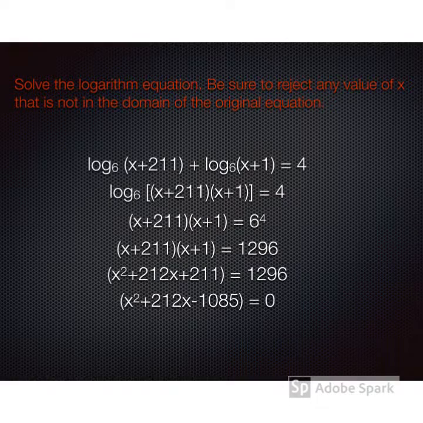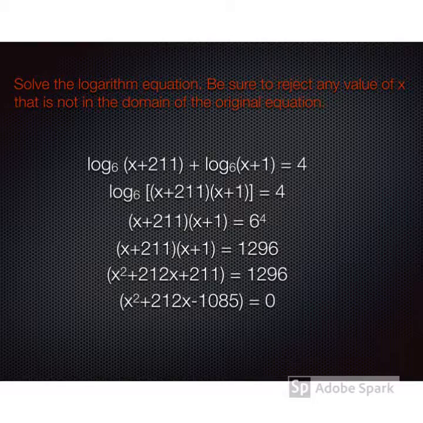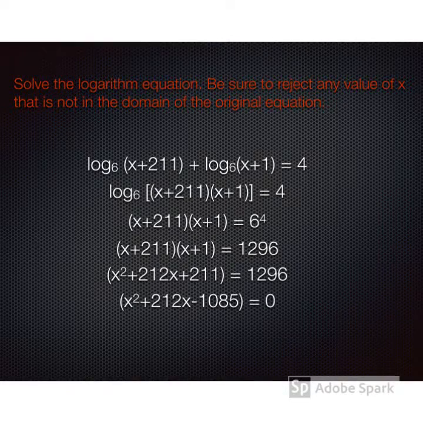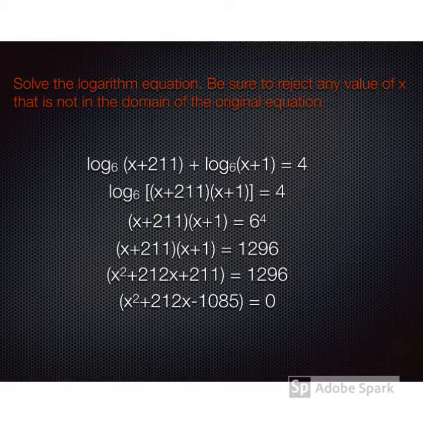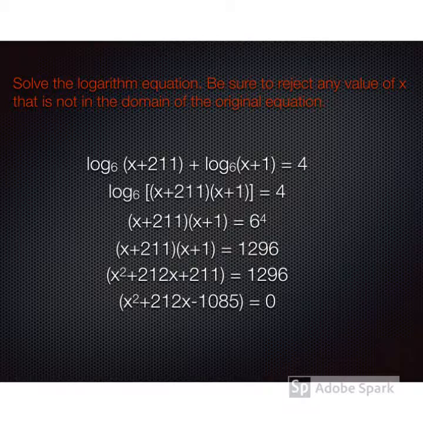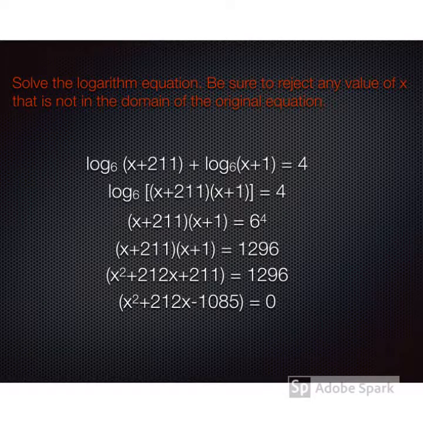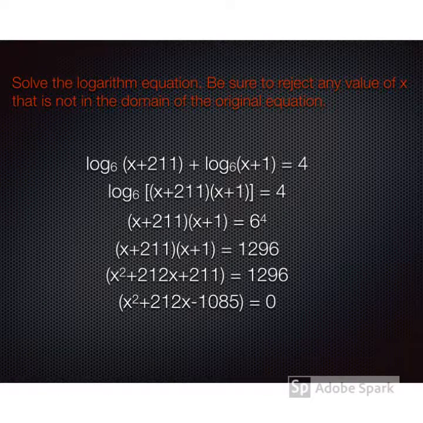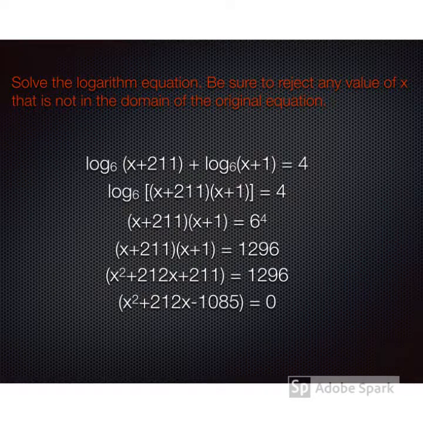Picking up where we left off, that's step number 3, or I think it was step number 2, not number 3, which stated that log base b of m equals c means b to the c equals m. Now that we have it set up that way, 6 to the 4th, because our b was the 6 and our c was 4. So b to the c equals m. Now that we have that, we have (x plus 211)(x plus 1) equals 1296.